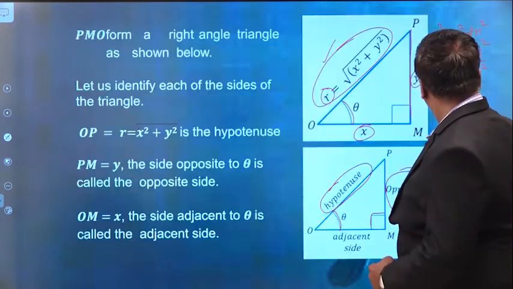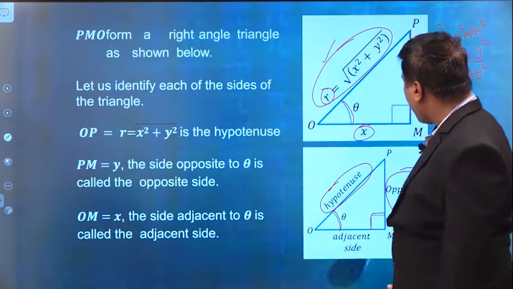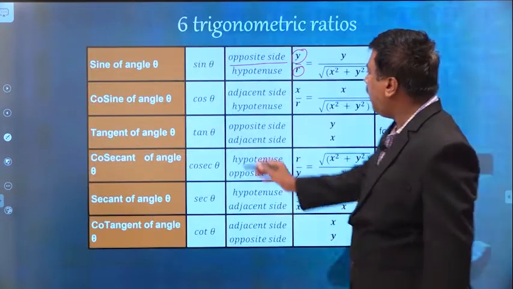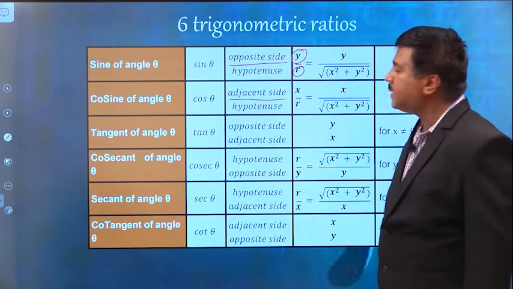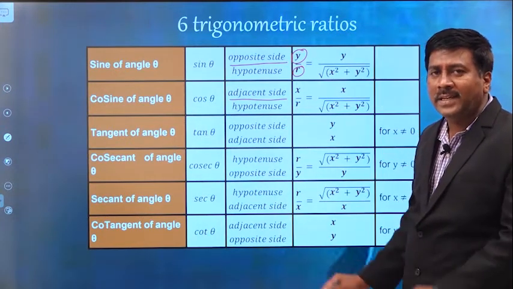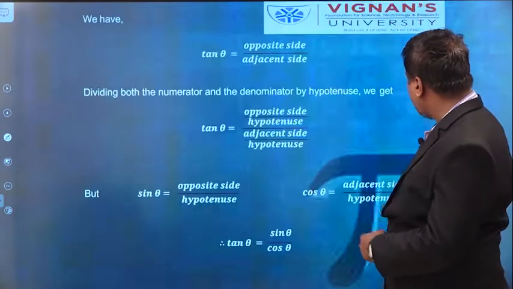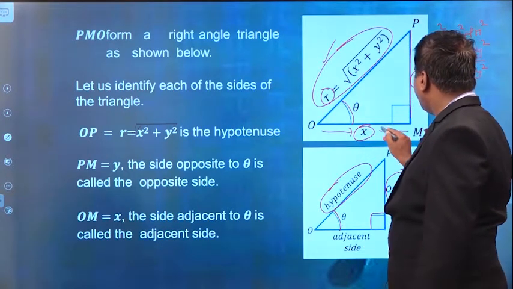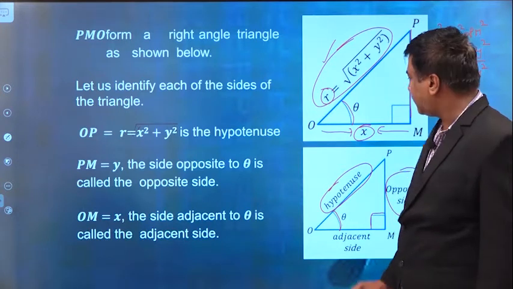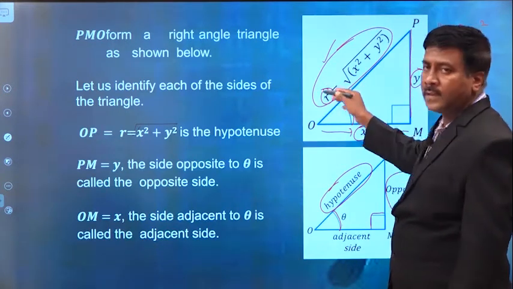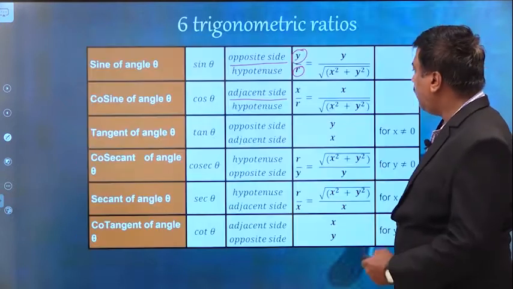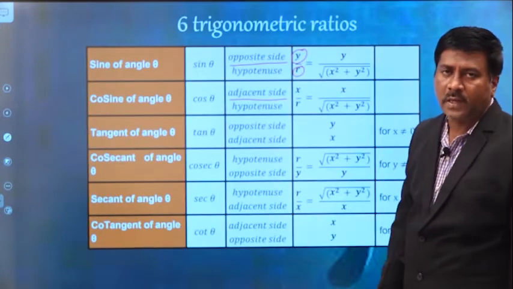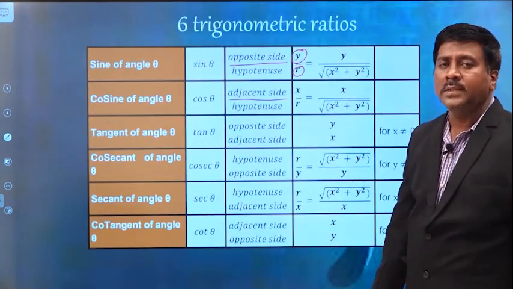In a similar way, we define cos theta, the cosine of the angle, as adjacent side by hypotenuse. How do we define this adjacent side? It is the length along the x-axis, which is x, and the hypotenuse is the r value. Therefore cos theta is equal to x by r, which automatically gives x by square root of x square plus y square, because r is equal to square root of x square plus y square.